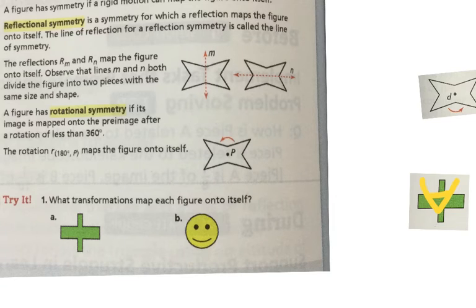Today we're going to be working on symmetry. So what is symmetry? Right, so if you have a line of symmetry, that means that's a line you can fold the graph over and it'll be the same thing on both sides.